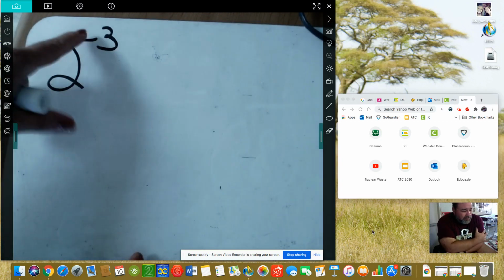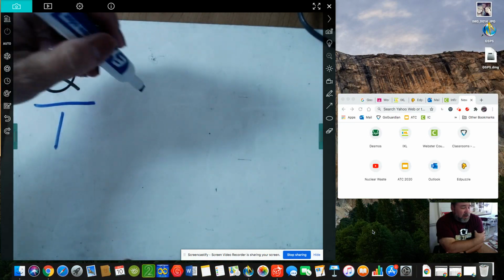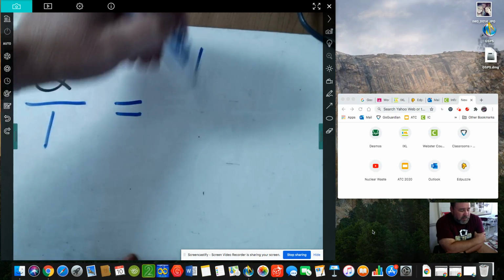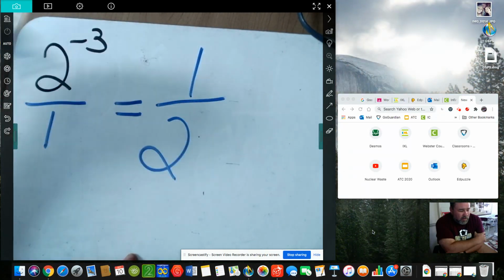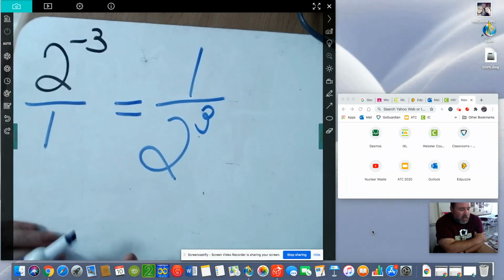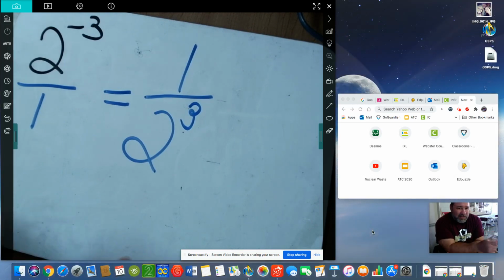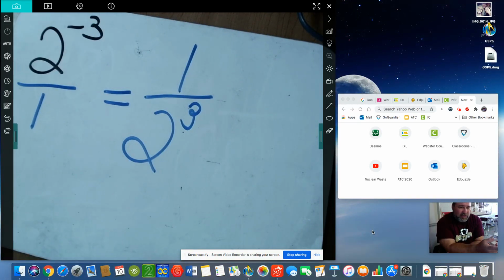So if you've got a negative exponent, I go ahead and just put a 1 over. I think that's really smart, Miss Powell. And then if you flip it over, the 2 stays the same. The only thing you're changing is the sign of the exponent. Okay, so the base stays the same.